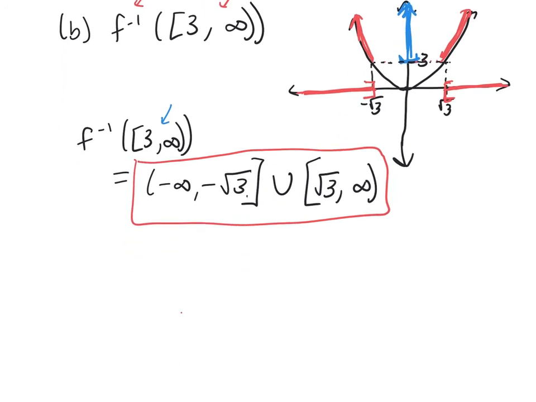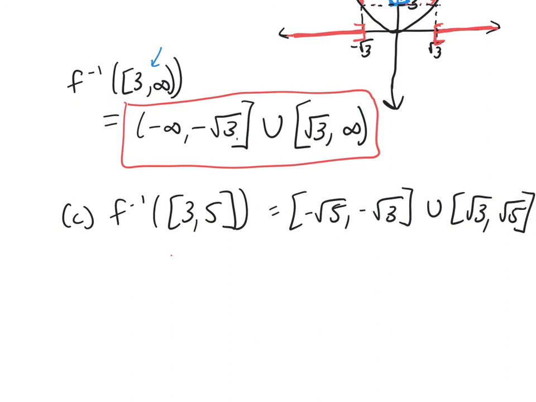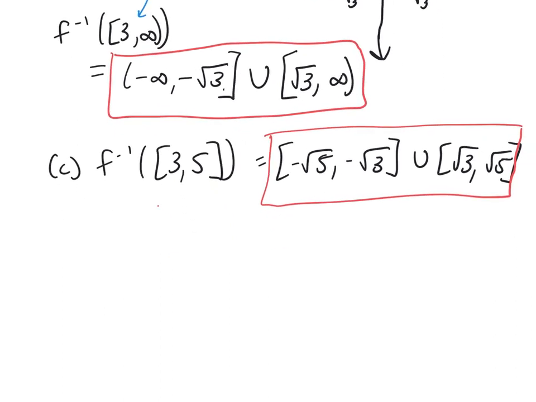Let's do some more of these inverse image ones. So let's look at C. C is going to be f inverse of 3, 5. So repeat it where you draw the picture and see what x values you are going to get. You're going to get from negative square root of 5 to negative square root of 3 union square root of 3 to square root of 5. I'm not going to draw the pictures for these, but you should, just like you did on part B.